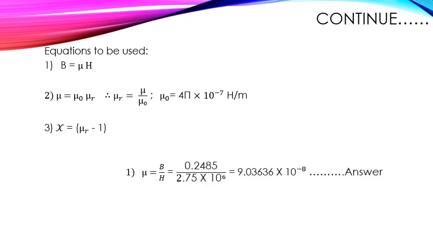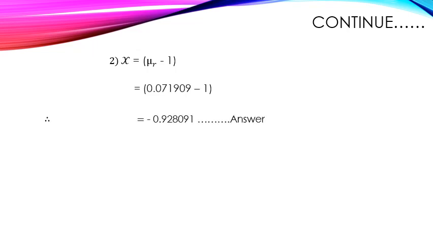So just put the values in the equation mu = B by H, and to find mu r, put the value of calculated mu and mu naught. Then put the value of mu r in the equation of susceptibility, chi = mu r minus 1, and get the value of susceptibility. Here the susceptibility is negative.